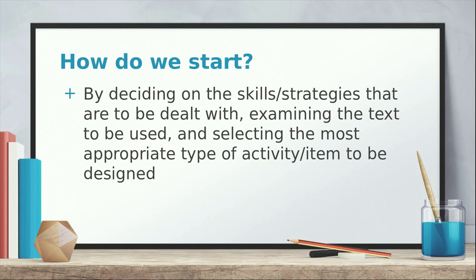First we need to decide on the skills, strategies that are to be dealt with, examine the text to be used, and select the most appropriate type of activity item to be designed. In other words, this means that you need to consider what content, what specific skill for reading you're going to be assessing, and analyze the possible text, analyze the structure of the text, and see if it lends itself to a particular item type that you can design.